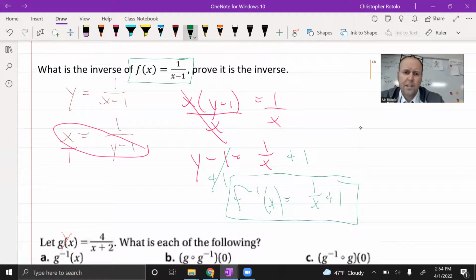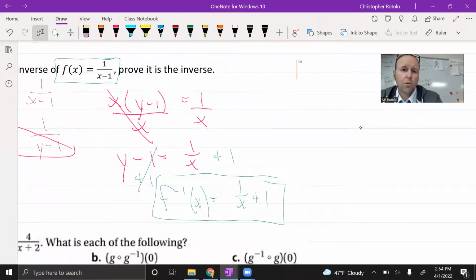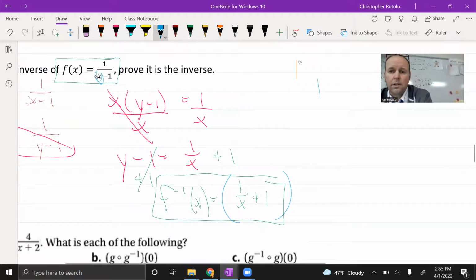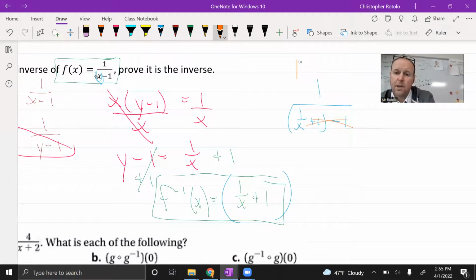Right, now we have to prove it. Okay, how do we prove it? We have to plug one into the other one. Here we go. So I'm going to take my inverse and put it right here. So 1 over x plus 1, minus 1. I use these parentheses only because I wanted to show you where it went. But plus 1 and minus 1 become 0. So now I have 1 over x.